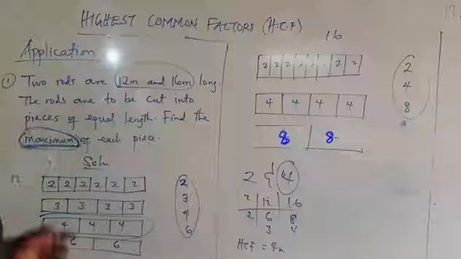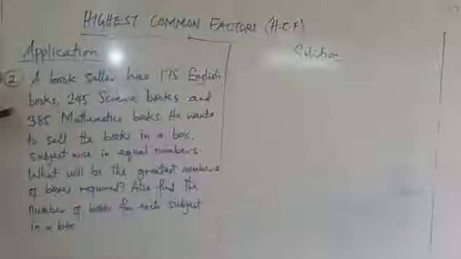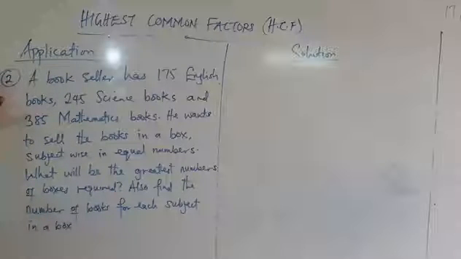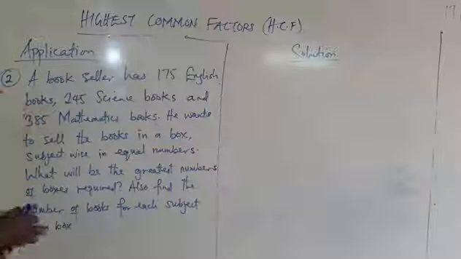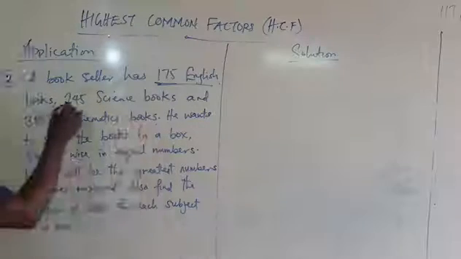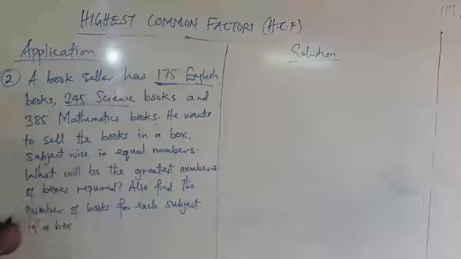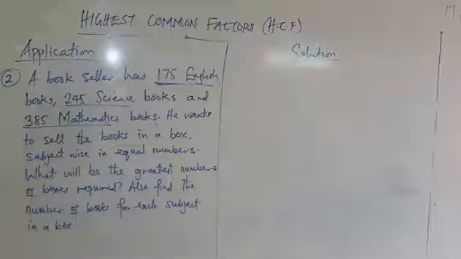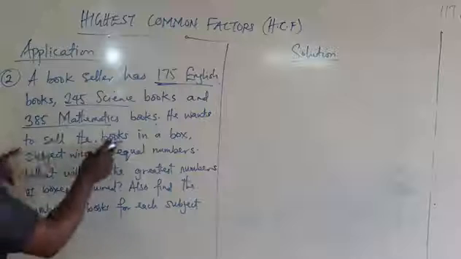I will look at one more question on application. This is another application question on HCF. Now let's read the question first, because we can also say this is a word problem. A bookseller has 175 English books, and then we have 245 science books and 385 mathematics books.